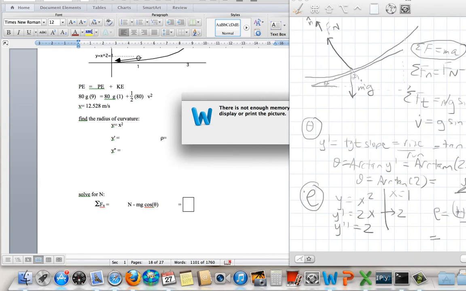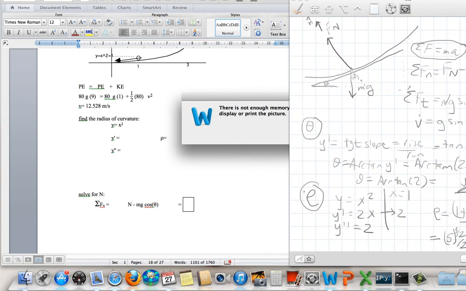So this is going to be 1 plus 2 squared. 2 squared is 4 plus 1 is 5. That's 5 to the 3/2. The half comes from the square root. And then we divide by y double prime, which is 2. So that's an expression for the radius of curvature.